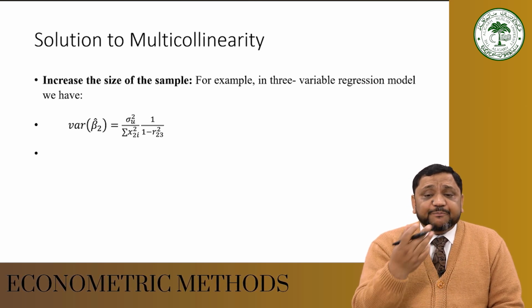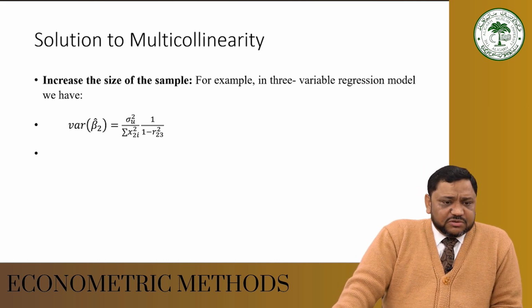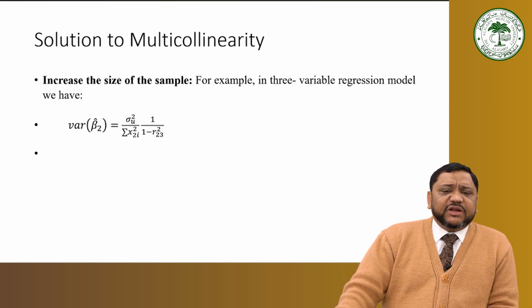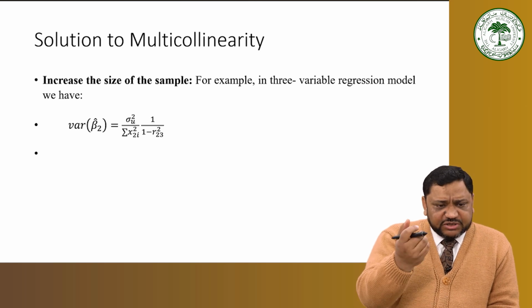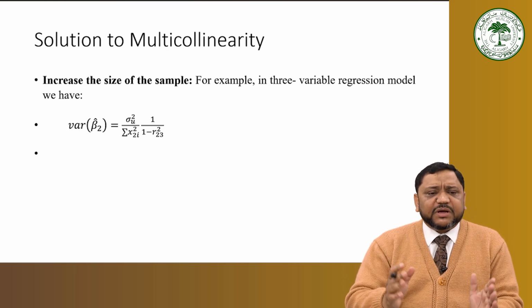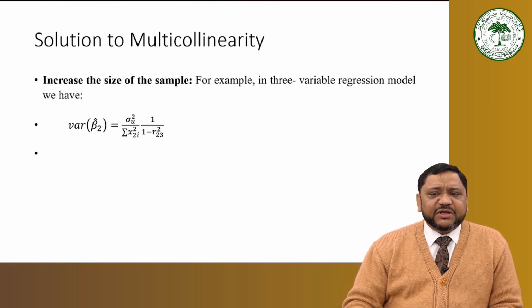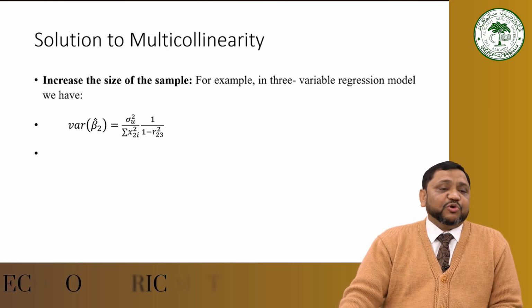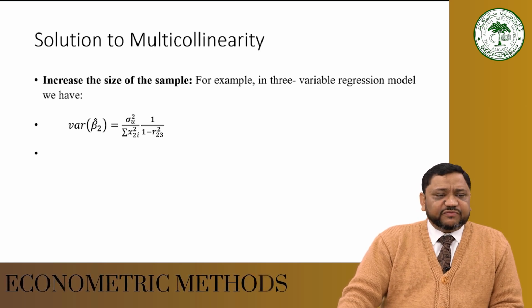Now as the sample size increases, what will happen? As the number of x is added up, summation x will increase. The moment summation x increases, because it is in the denominator, the variance will become small. When the variance decreases, it will lead to a decrease in the standard error, and that will enable us to estimate the coefficient more precisely. So one solution is, we increase the size of the sample.